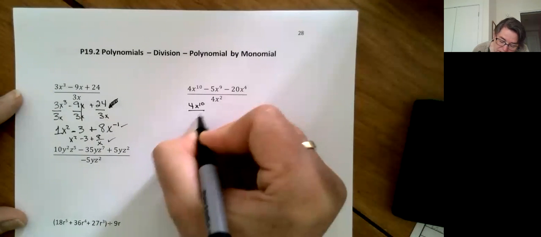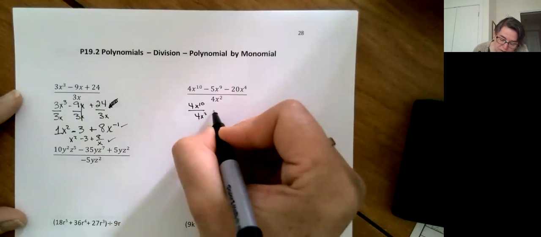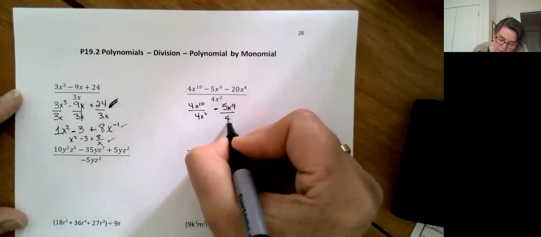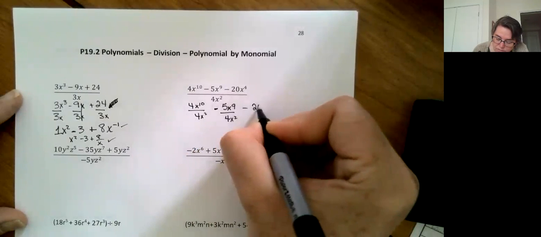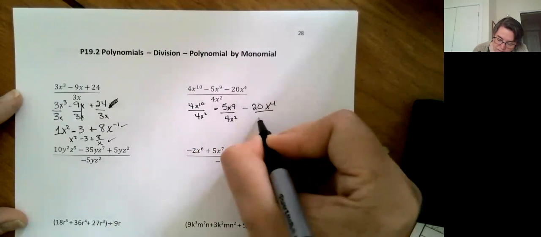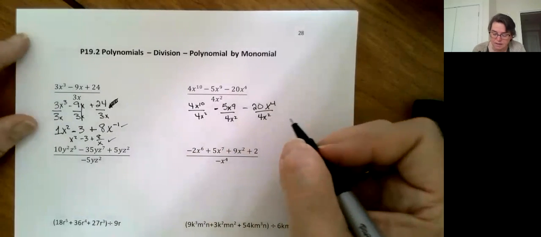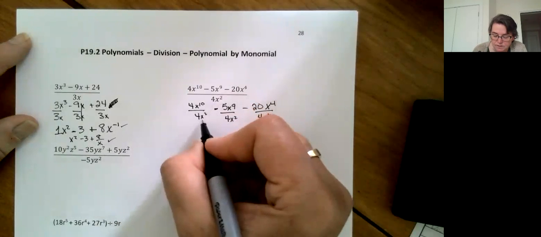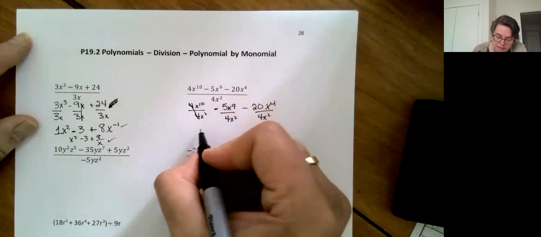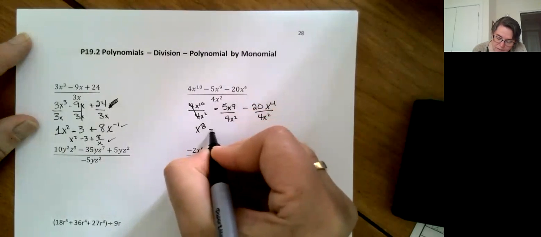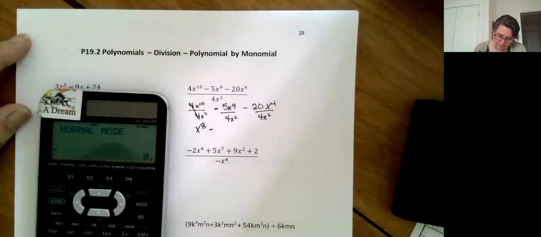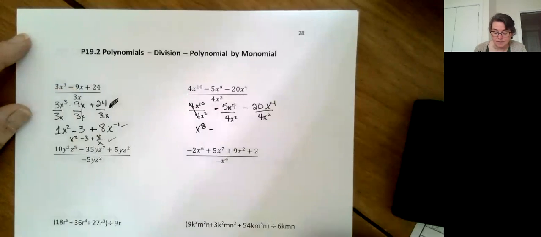(4x^10 - 5x^9 - 20x^4) divided by 4x squared. Okay, so I break it down. 4 divided by 4 is, I'm not even going to bother writing the 1. So the 4's cancel. x^10 divided by x squared is x to the 8, minus, 4 divided by 5. I don't know, it's not even. 4 divided by 5 is 1.25. I lied, I didn't know what it was.